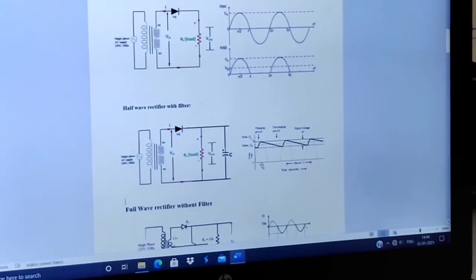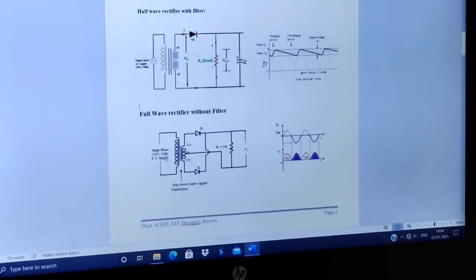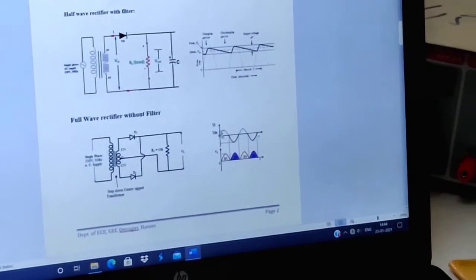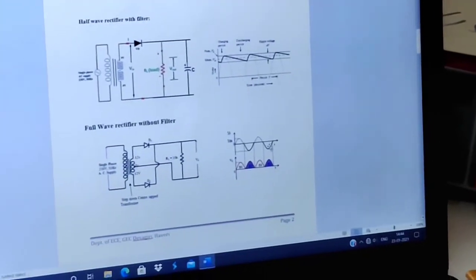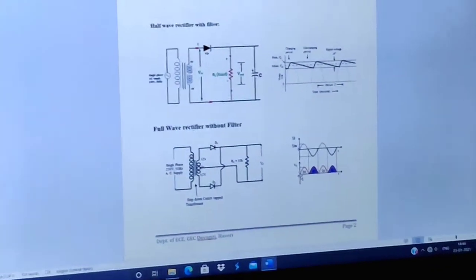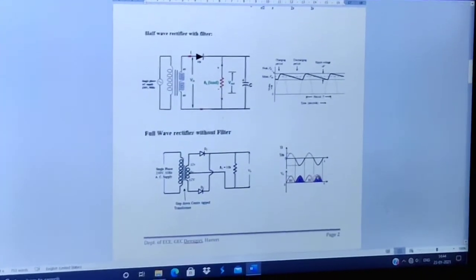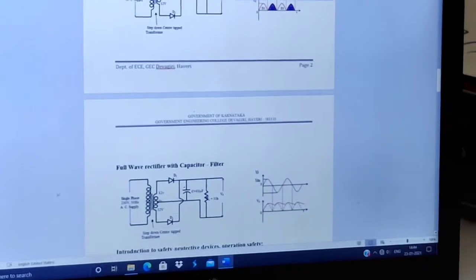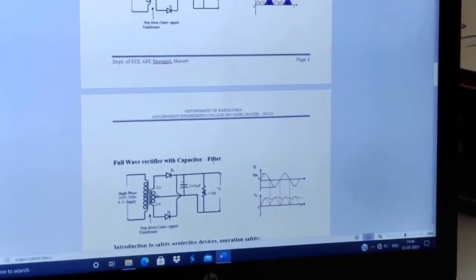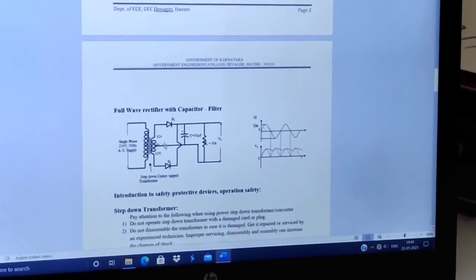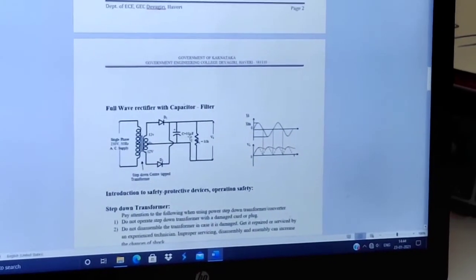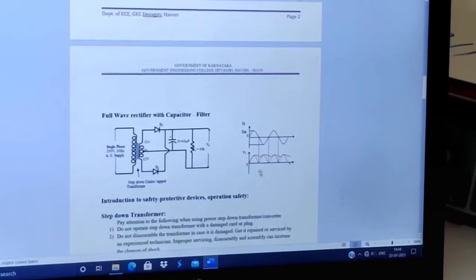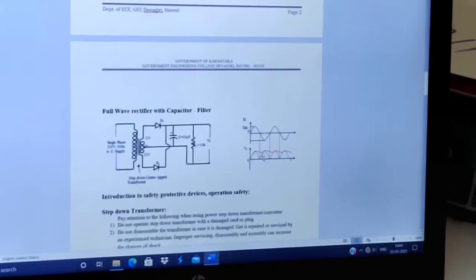Now full wave rectifier without filter. The circuit diagram is this, and the input waveform from the secondary is given to the circuit like this. So the rectifier output will be in both directions, that is, unidirectional. The next circuit is full wave rectifier with capacitor filter. The capacitor filter C is connected parallel to the load, or across the load. Across the load you have to measure the output voltage, which will look like this.